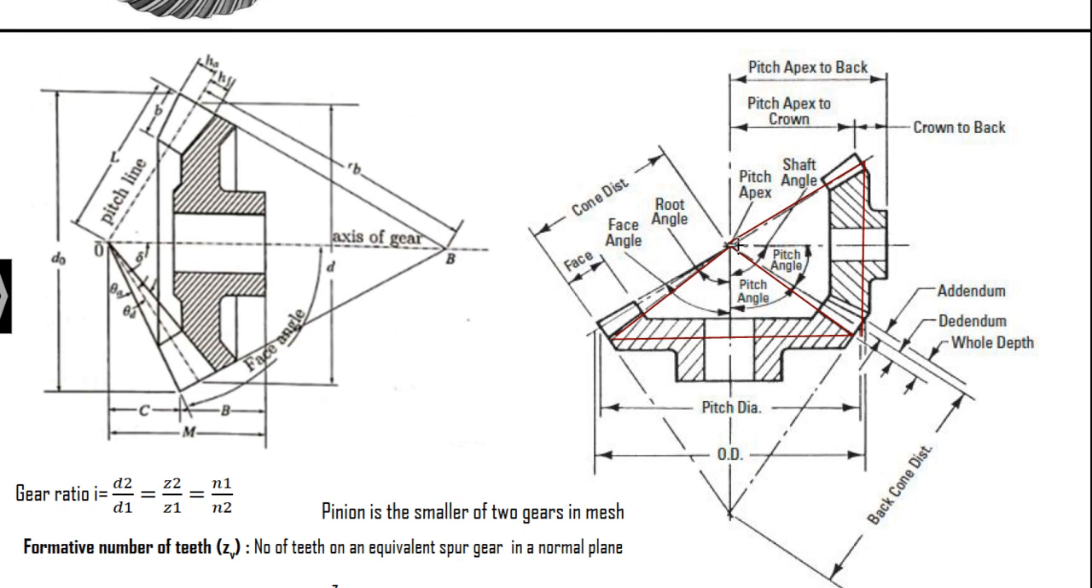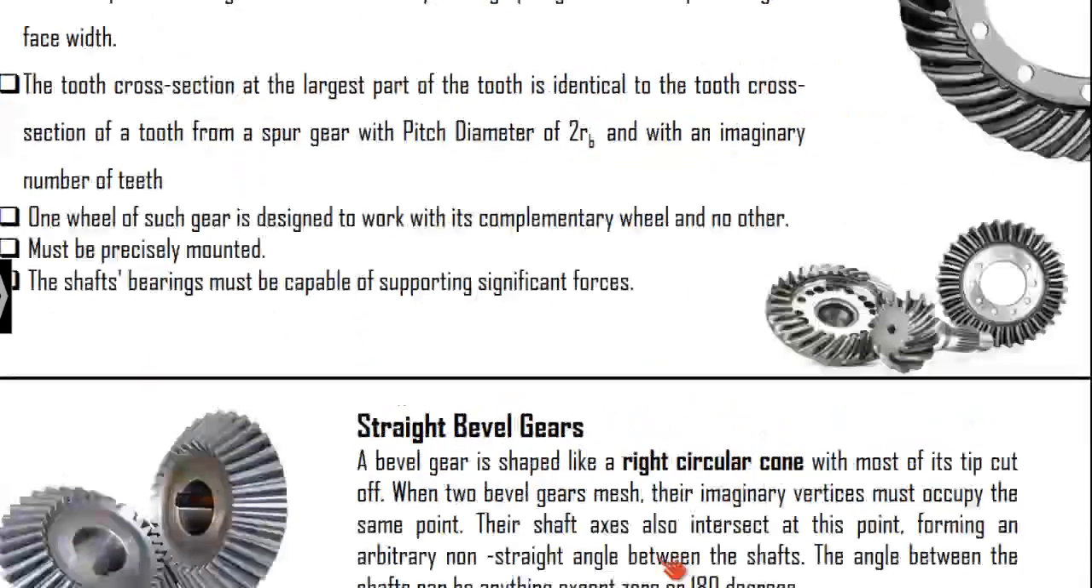Now, we have to discuss the cone distance. Cone distance means the distance from this particular point, the tip of the cone, to the farther edge of the teeth. That is called the cone distance. And we have the pitch apex to back length, pitch apex to the crown. This portion is called the crown. And another important one, this distance RB, is called the back cone distance, and this back cone distance is specified here in the slide.